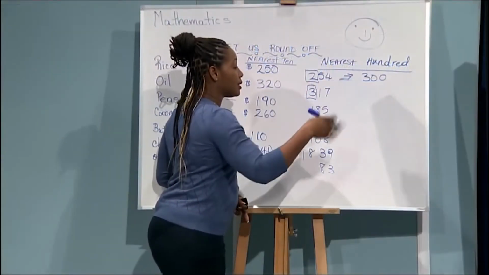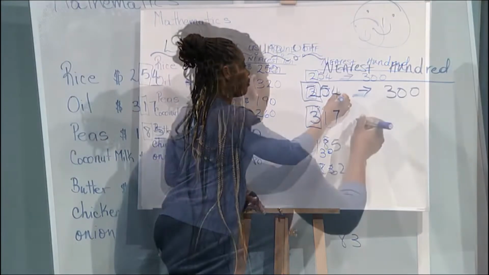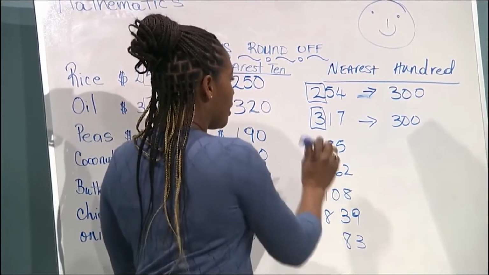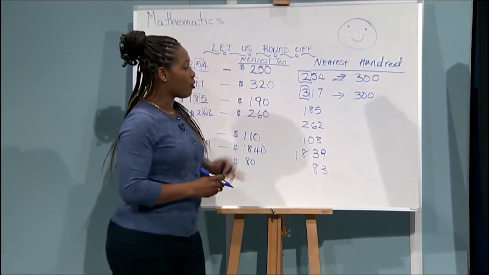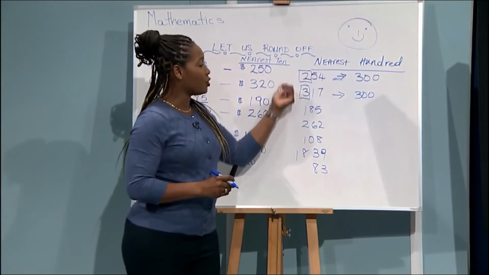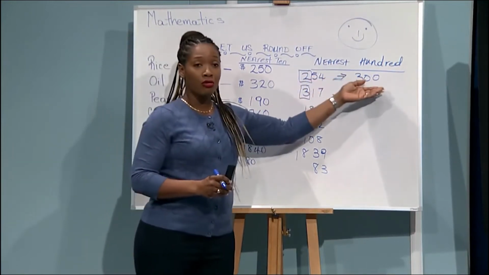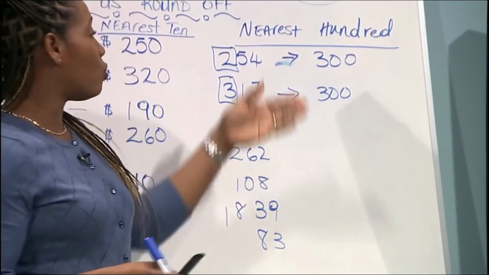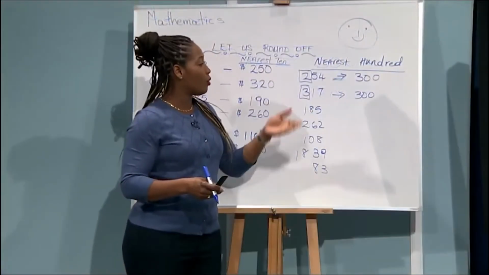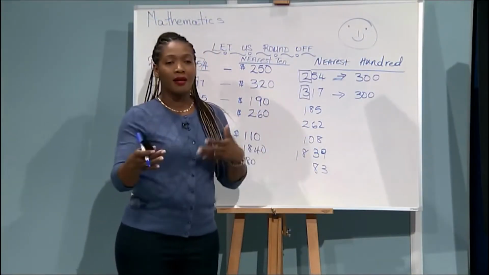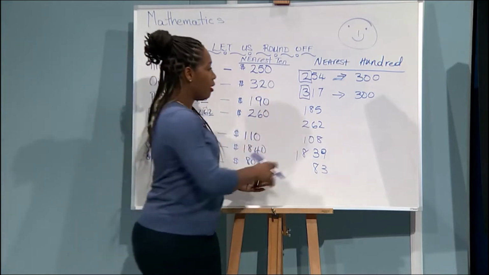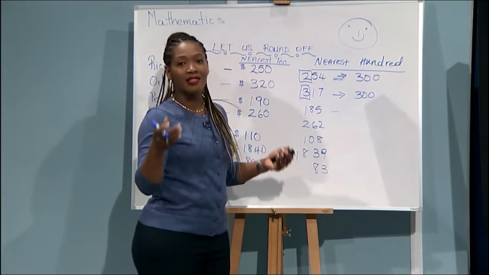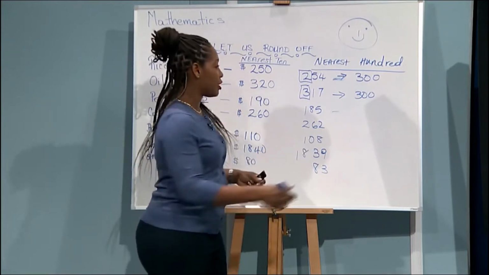Then you have 317. 1 is closer to 0 than it is to 10. Therefore, we round down and we have 300. Now, before we even move on, I have 254 and it's rounded up to 300, and I have 317 and it's rounded down to 300. You realize that one would have overcompensated while one would have undercompensated. But because of the compensation, the numbers will make up in the end. All right. So clearly, rounding off estimation is not accurate, but the numbers are easier to work with.